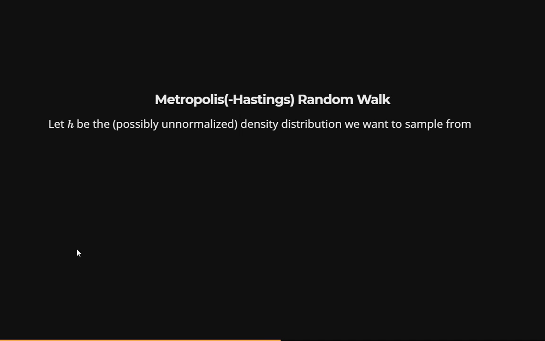Now, how to build this Markov chain? So one way is the Metropolis or Metropolis Hastings random walk.